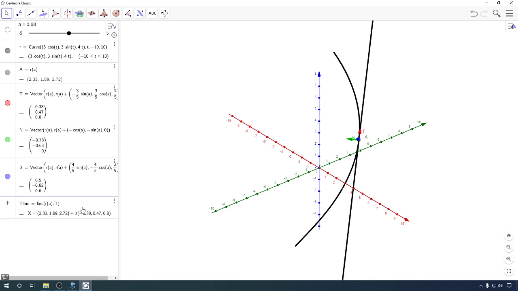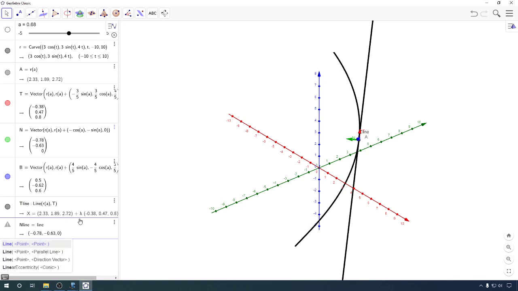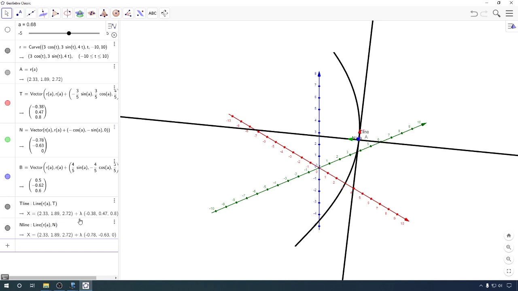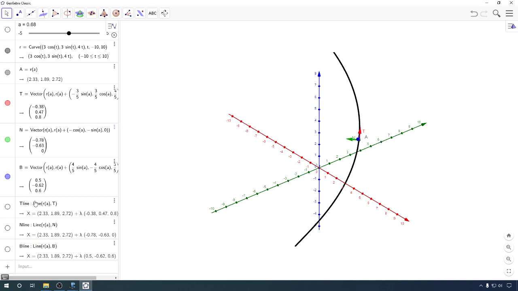So maybe I'll just call this T line, just to make it easy for me. The N line is going to be the line going through R of A in the direction of N, and the B line is going to be the line through the point R of A in the direction of B. Those kind of clutter everything up a little bit, so I'm not going to show them on here, but GeoGebra now knows about them so that I can use them in formulas.